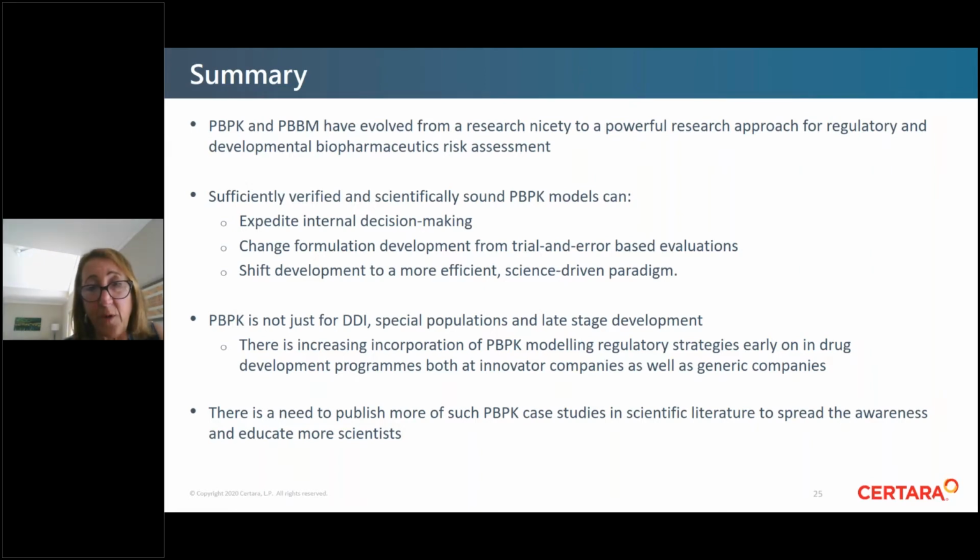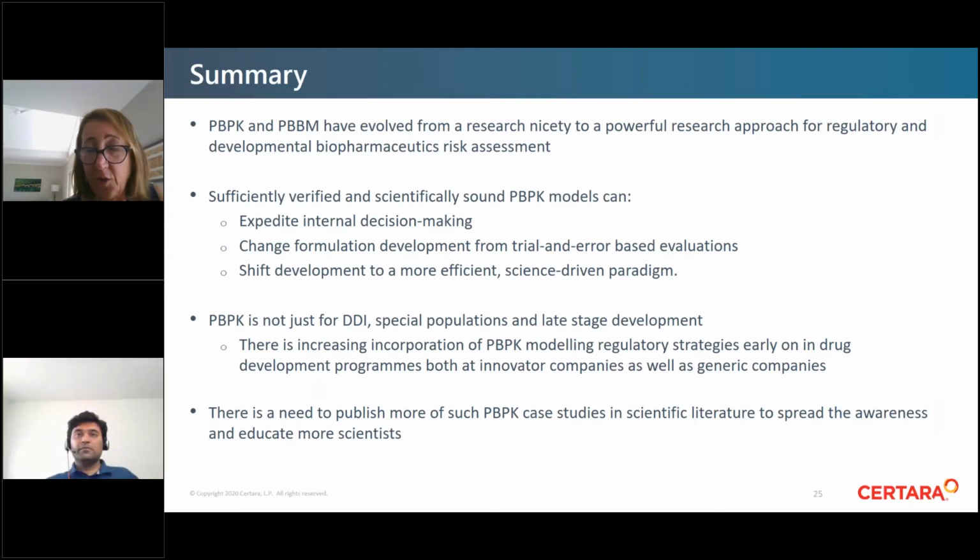And today we spoke about how PBPK can be used for formulation development, for generic drug approval, for the demonstration of virtual bioequivalence, for alternative regulatory strategies. They can be used early on in the drug development program for both innovative companies and generic companies, not just in late stage DDI. So I cannot emphasize that enough. It's also being used for new modalities, especially biologics, and we're happy to provide more information should that be needed.